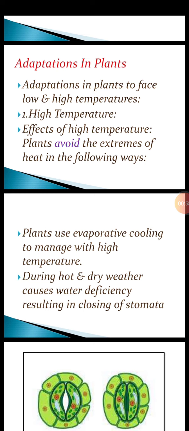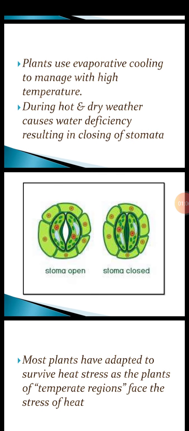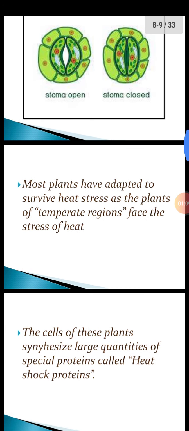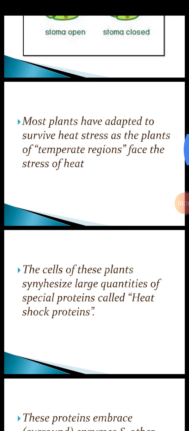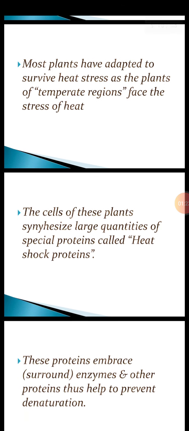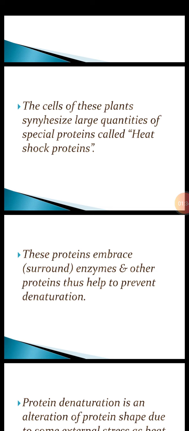During hot and dry weather, it causes water deficiency, resulting in closing of stomata. Picture is shown: stomata open and closed. Most plants have adapted to survive heat stress, like plants of temperate regions that face the stress of heat, high temperature. The cells of these plants synthesize large quantities of special proteins called heat shock proteins. What is their function? These proteins surround enzymes and other proteins, thus helping to prevent denaturation.